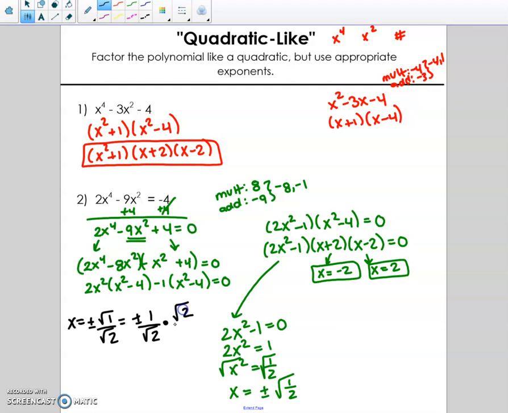So square root 2 over square root 2. So we multiply 1 times square root 2, which is square root 2. And then we multiply square root 2 times square root 2, which is 2. So the original problem had a degree of 4, so we should have 4 answers. We have 1, 2 here, and then the plus or minus is another 2 answers. So that's a total of 4 answers.